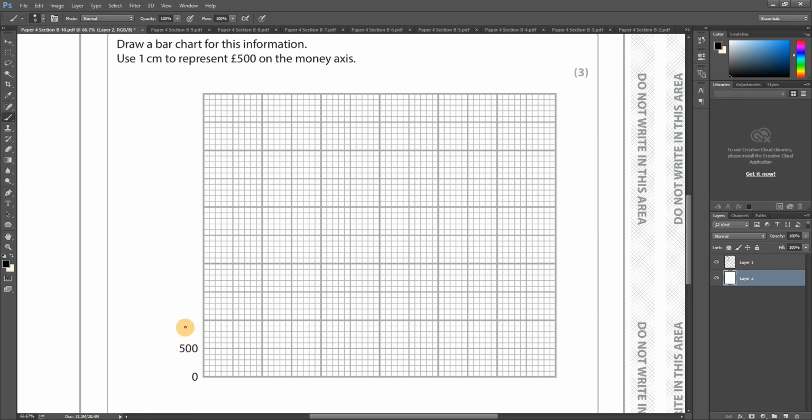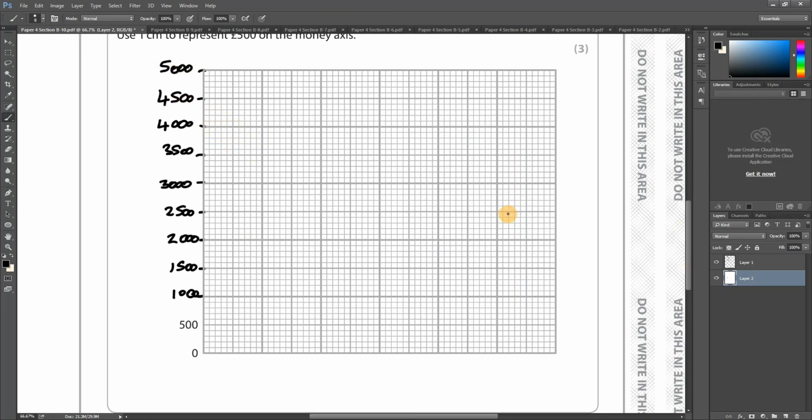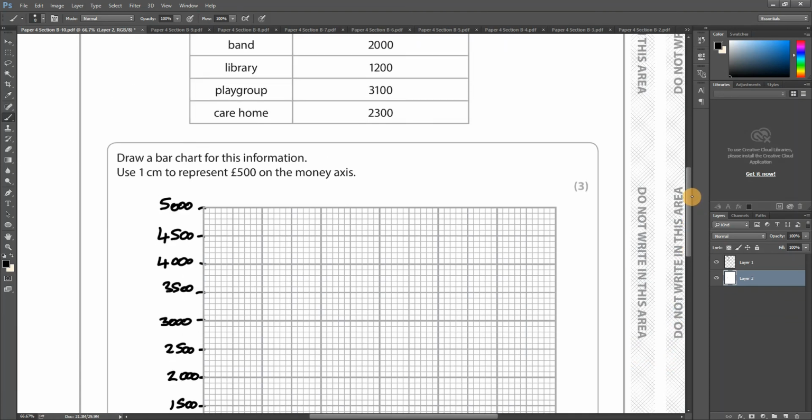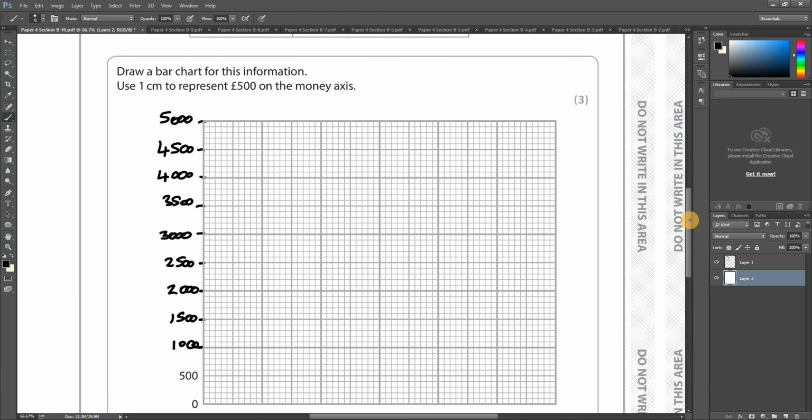So if that's 500 there, that's going to be 1,000 here. And that's going to be 1,500, 2,000, 2,500, 3,000, 3,500. Let's go right to the top. Might not need all of these, but still, let's just do it anyway. So yeah, that's your scale for the money axis that they're calling it. So that is amount of money.